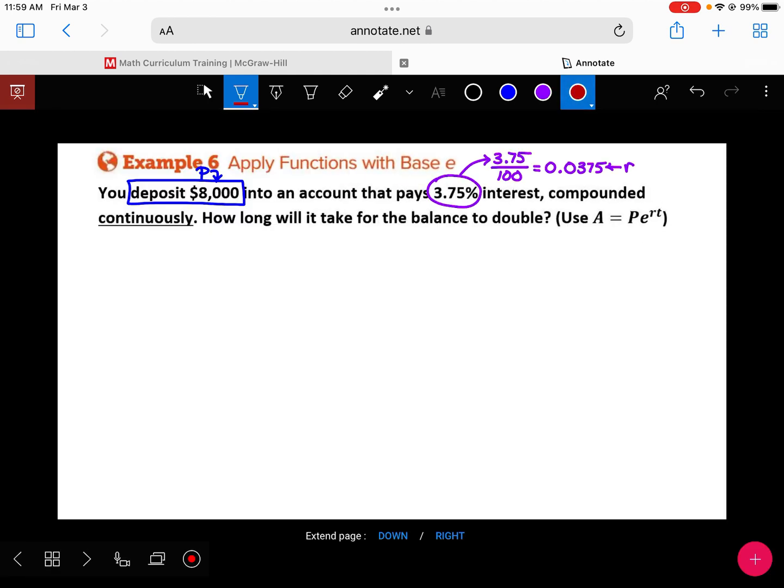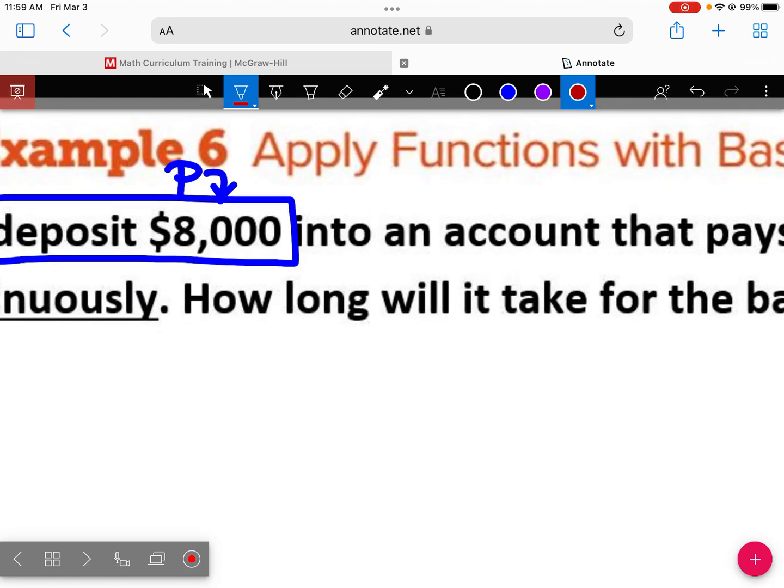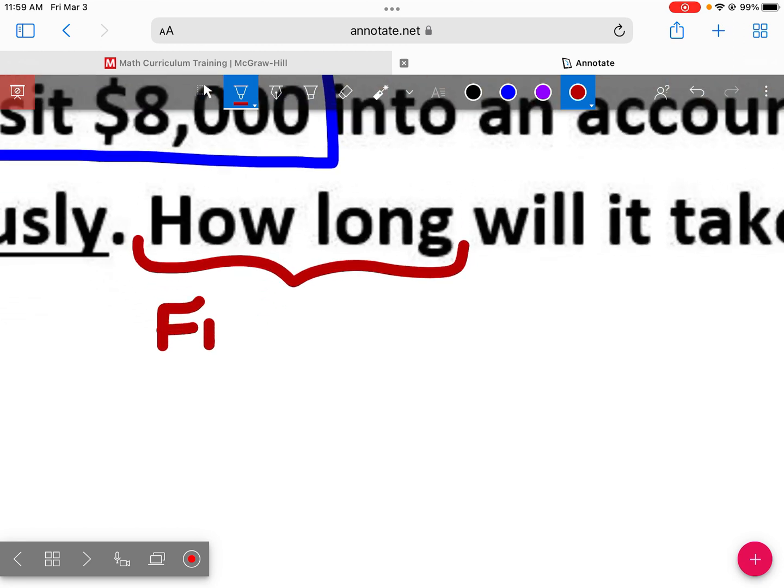What do we use for T? Time. What's the time? Look at the question. What does the question ask? If you ask a how long question, what do you want to know? You want to know the time. So we're going to try to find T. I don't have anything to put in for T because I don't know it. That's what I'm trying to figure out.